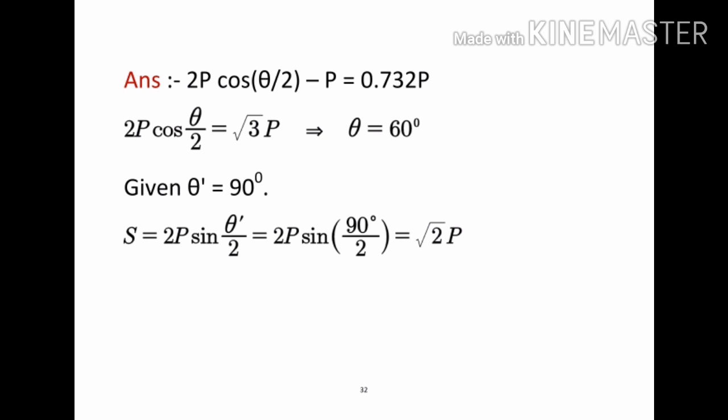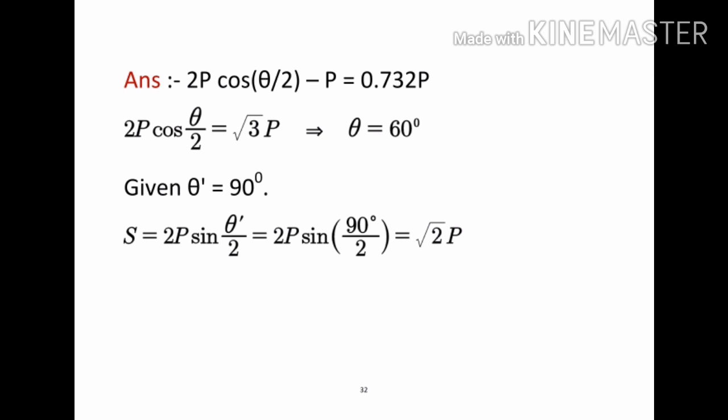two equal vectors are given. That two equal vectors resultant is taken as 2P cos theta by 2, and the difference between the resultant and any vector is given as 0.732P. Therefore 2P cos theta by 2 minus P is equal to 0.732P. That implies 2P cos theta by 2 equal to root 3 P. Theta is equal to 60 degrees.